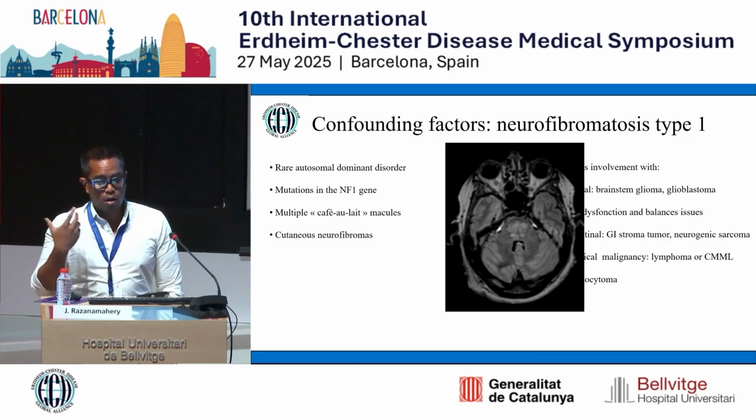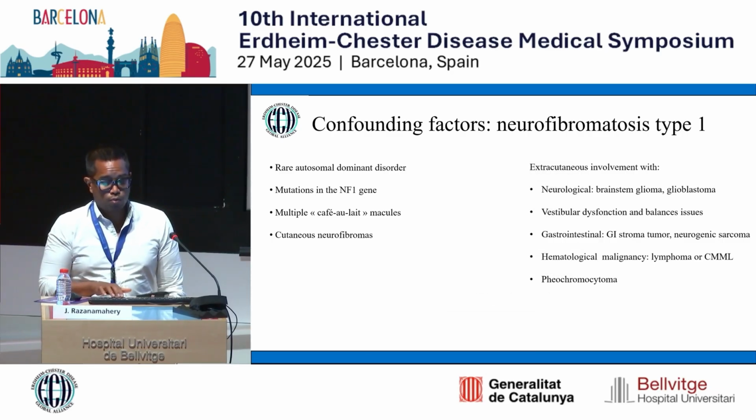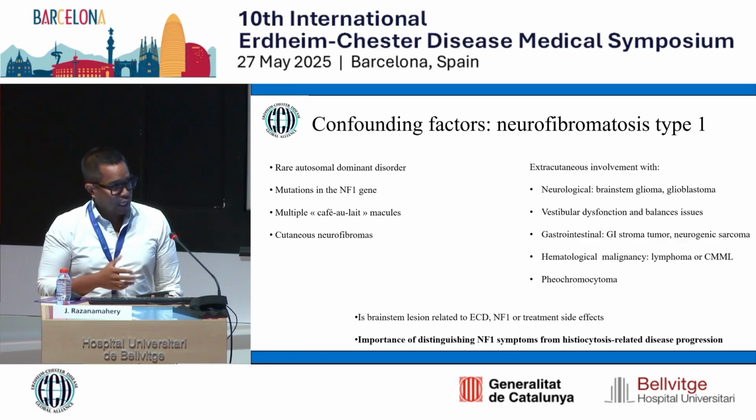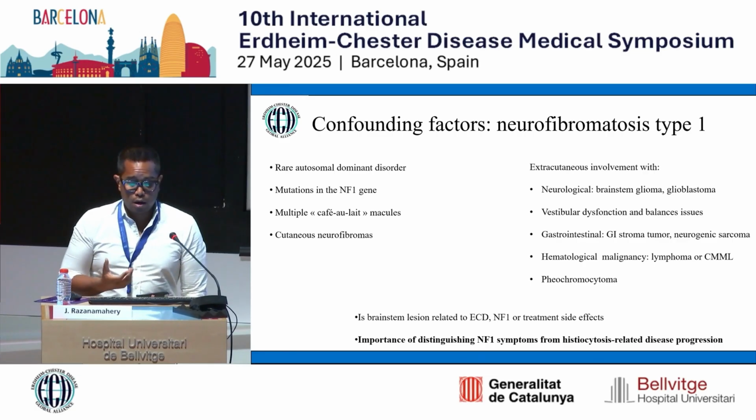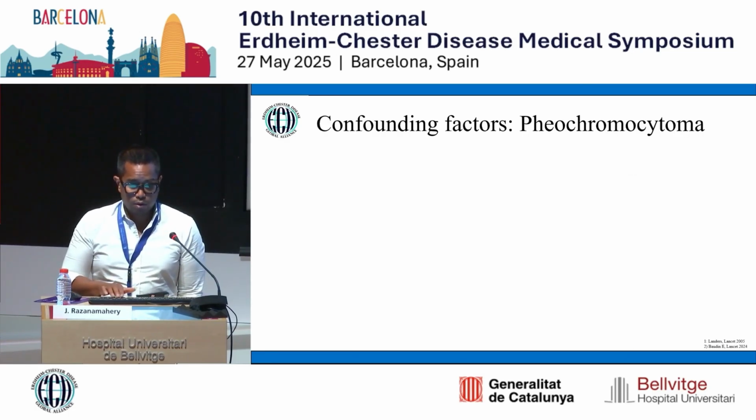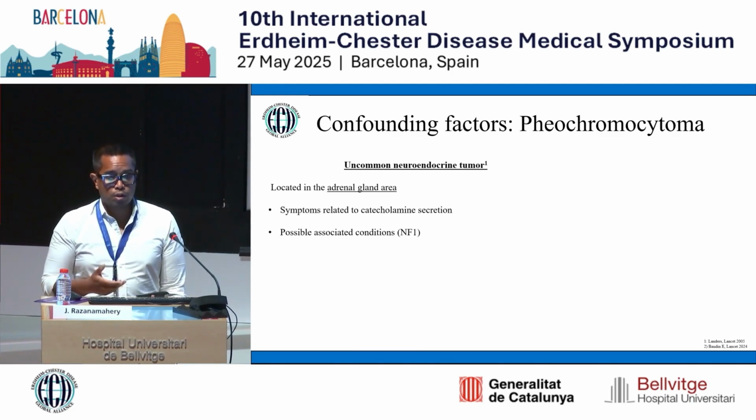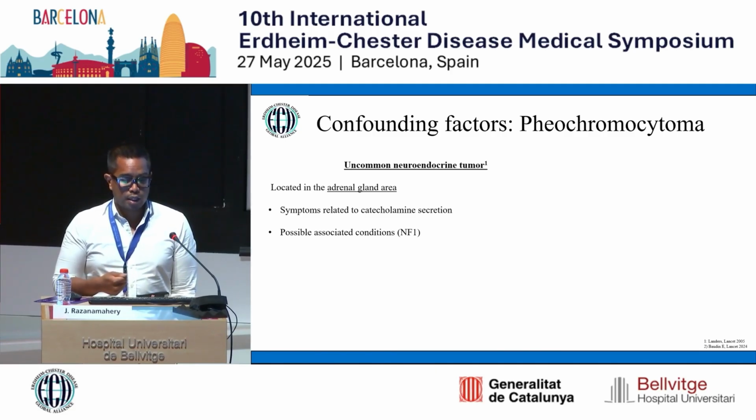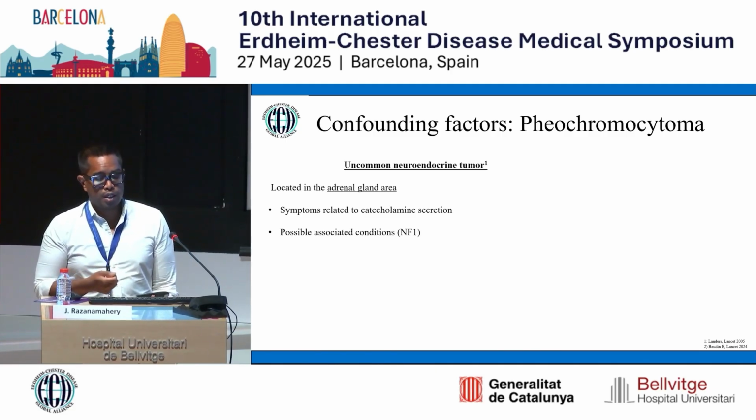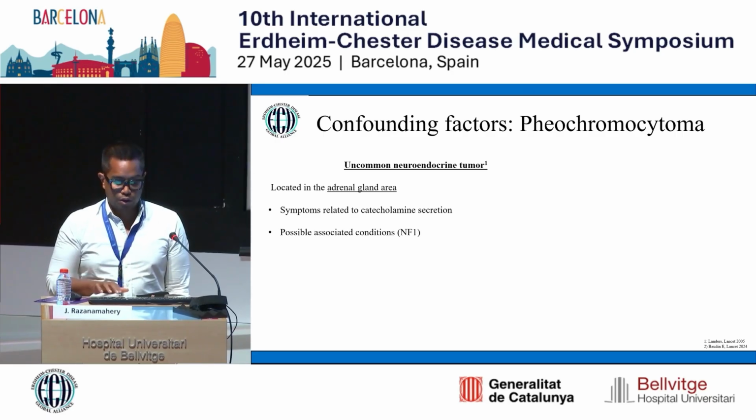So the question was, regarding this lesion, is this related to the neurofibromatosis? Did she develop brain cancer? So those were all the questions that remained. And we think that it's important to distinguish NF1-related symptoms from histiocytosis. But the patient also had pheochromocytoma, which is a rare neuroendocrine tumor located in the adrenal gland, and the symptoms are secondary to catecholamine secretion.